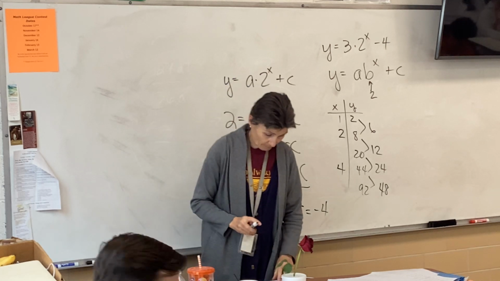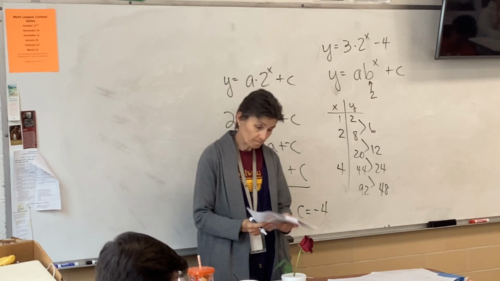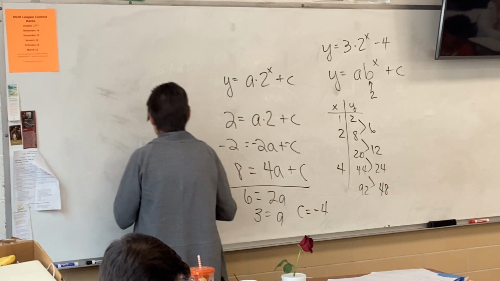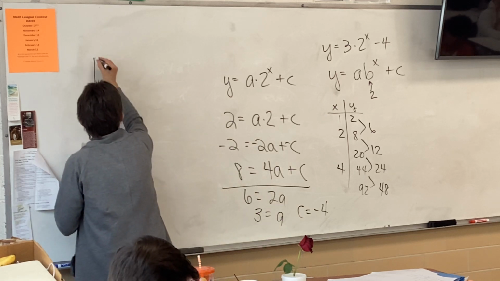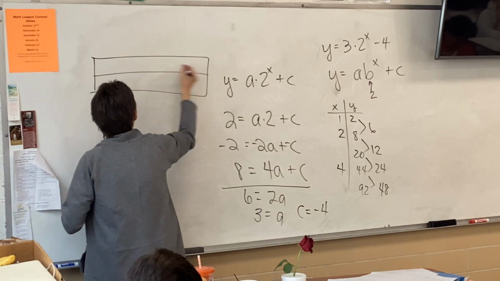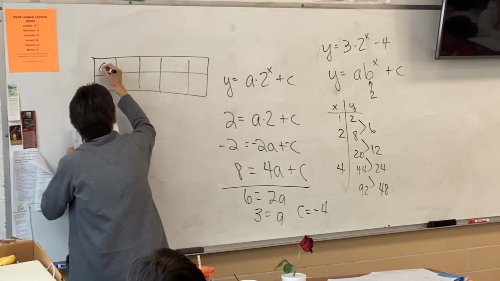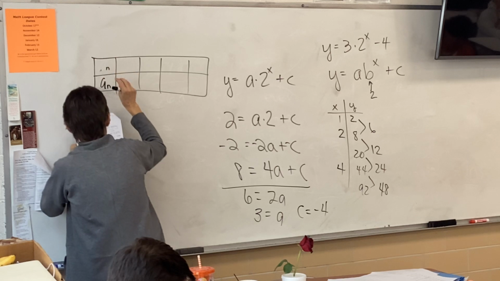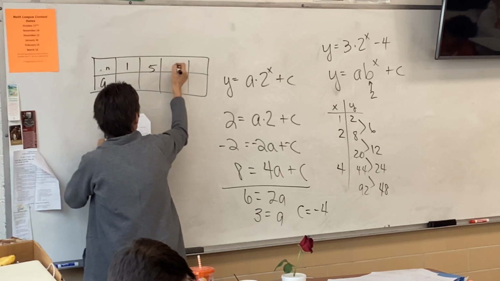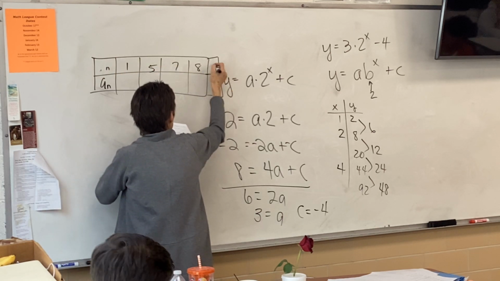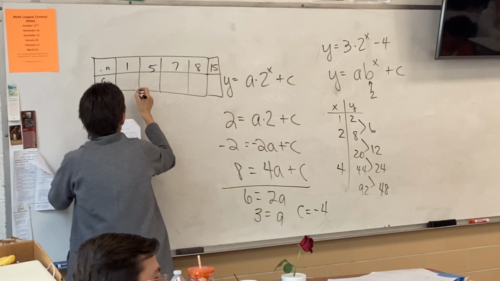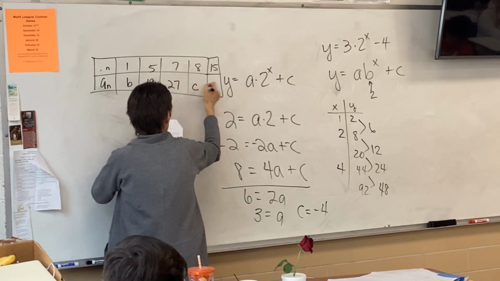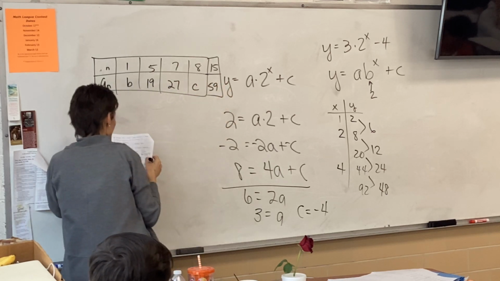Negative 15. The table represents an arithmetic sequence. So it's arithmetic. 1, 5, 7, 8, 15. And B, 19, 27, C, 59.